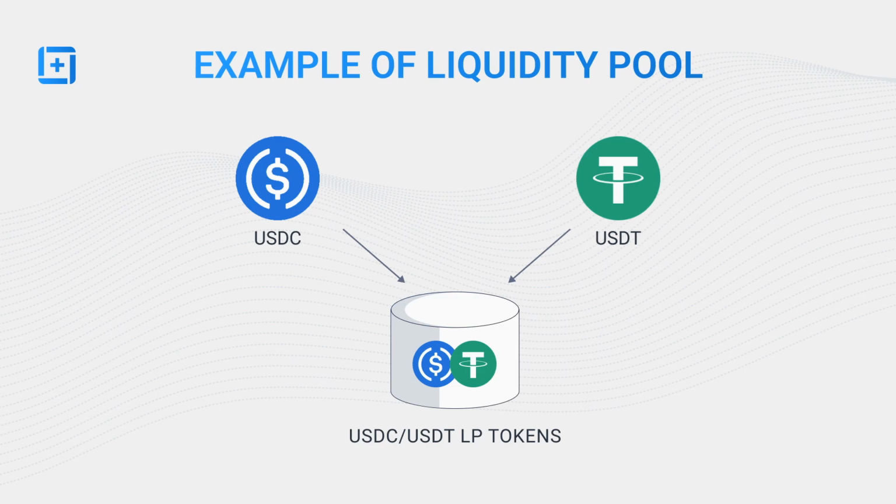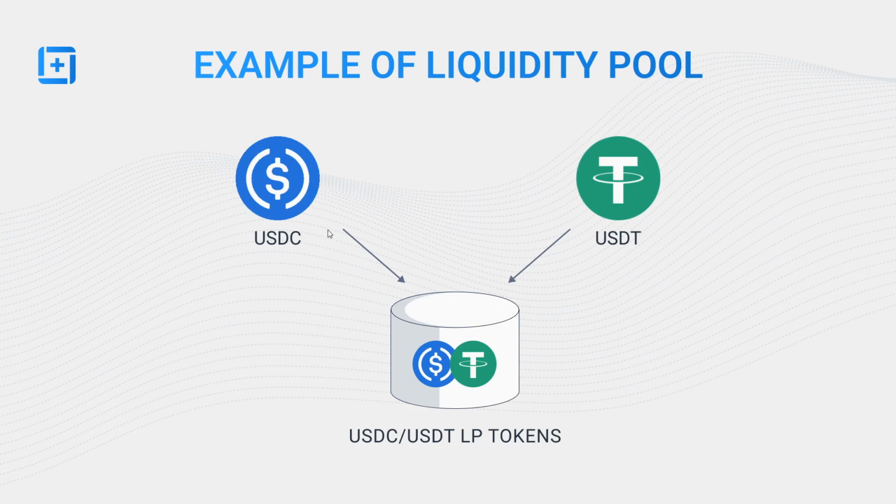Now, to make this even simpler, let's take an example of a very common liquidity pool. Here we have USDC, which is a stable coin, and we also have USDT, which is another stable coin. And let's say trader A wants to buy USDT and use their USDC. Now, if we take an example of how this works, let's say you have USDT inside of your wallet and you want to buy some USDC.